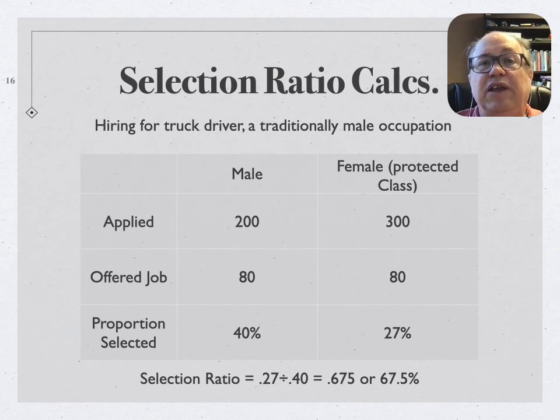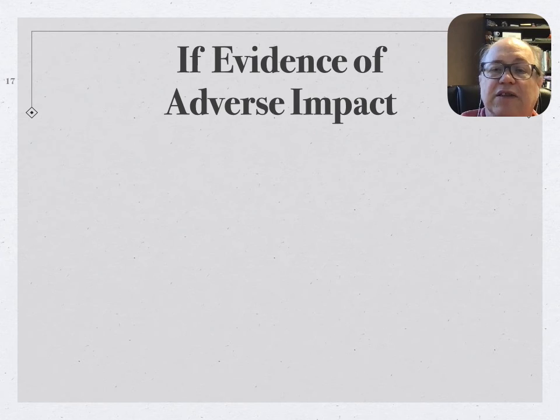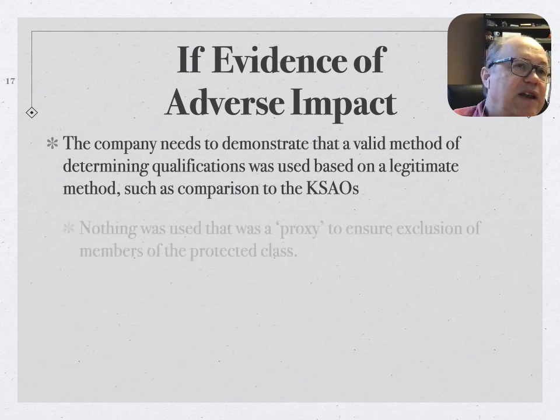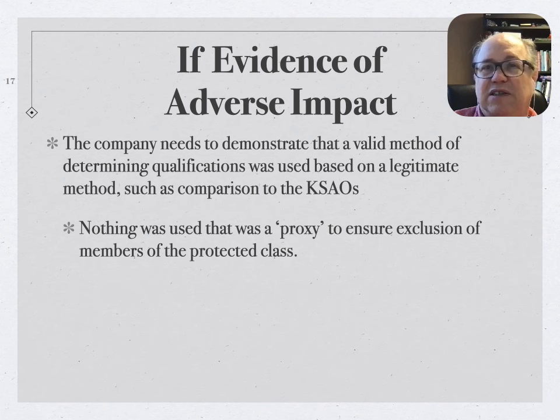And this would be prima facie evidence to do an examination of there being possibly some kind of discriminatory hiring behavior going on. So, if you have evidence of an adverse impact from that, then the company has to defend what happened. They go into a demonstration of their valid method of determining qualifications using KSAOs and other things, and they need to make sure that there was no proxy to ensure exclusion of members of a protected class.